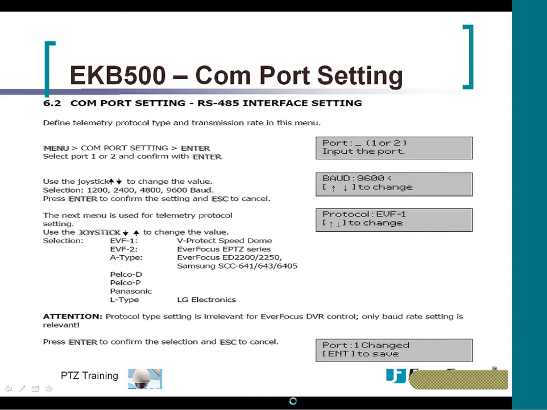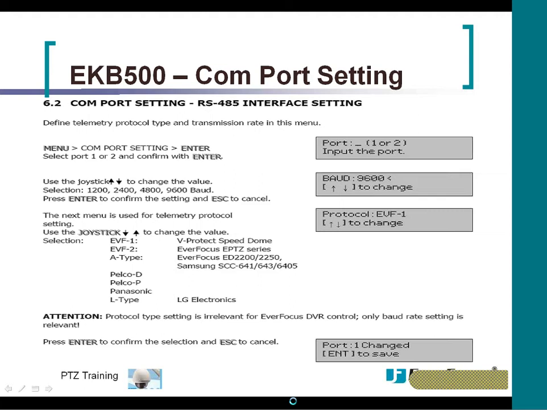Okay, your first screenshot here is your COM port setting. To get into the menu, you would hold the shift key and then hit the menu key. Okay, and you'll see the COM port is blinking, and then you'll hit enter on the COM port settings. And then it's going to ask you to do a series of things, and you'll see that on your right. It first will start off with asking you what port you are connected to in the back of the EKB500, 1 or 2. You would type in 1 or 2 and then enter.